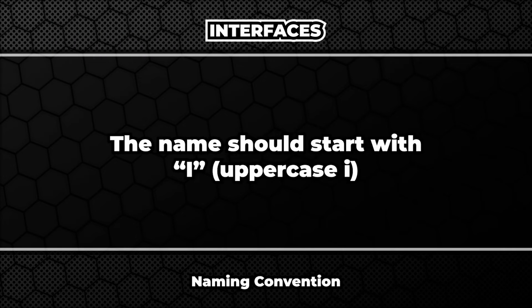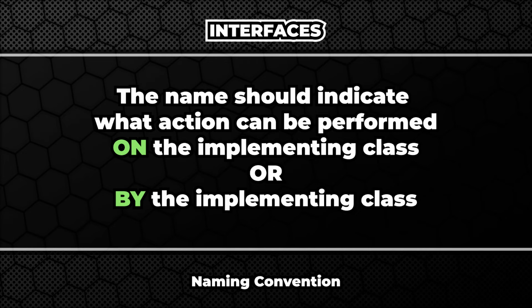Because we very often use interfaces inside of the regular code, we usually want a way to distinguish them from the regular classes. That's the reason we prefix their name with the letter I. The second part of the name is a little bit more complicated. In general, we want a name that will suggest that a certain action can be performed on or by a certain class that implements the interface.